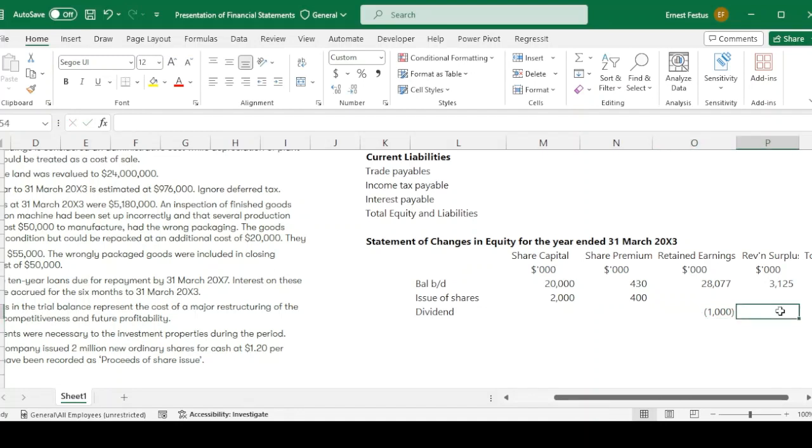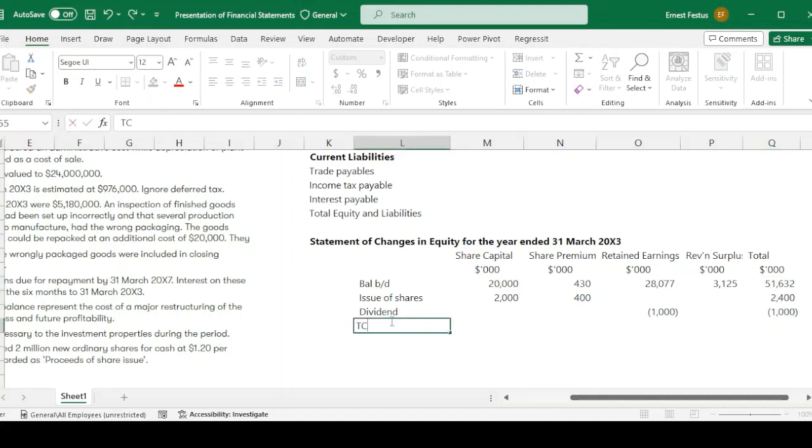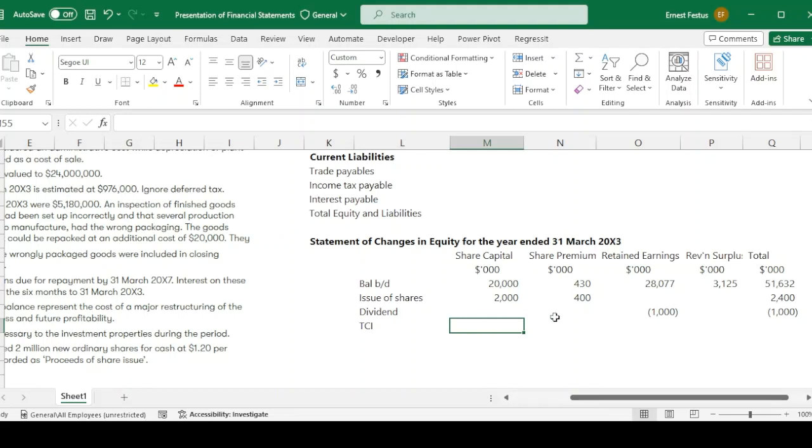So I'll have that, and then I can copy it. So I can come here, and then I can copy the formula down. And then the last thing we add is the total comprehensive income, TCI. The total comprehensive income can be found within our statement of profit or loss and other comprehensive income.